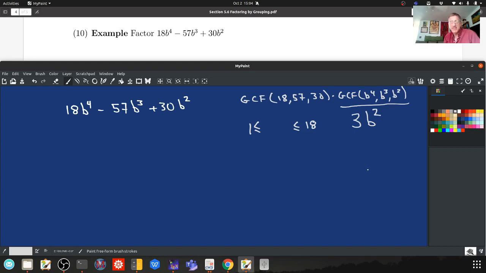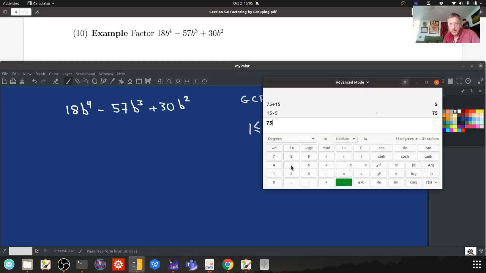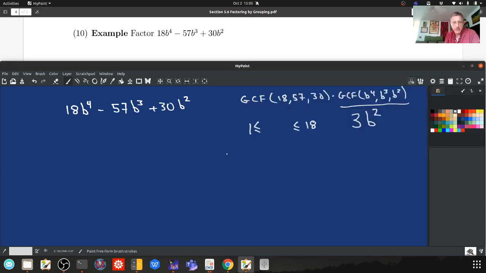57 divided by 3 is, yeah, it was 19. Why did that sound wrong to me? Anyway, the GCF is 3. So I'm going to factor out 3b squared.